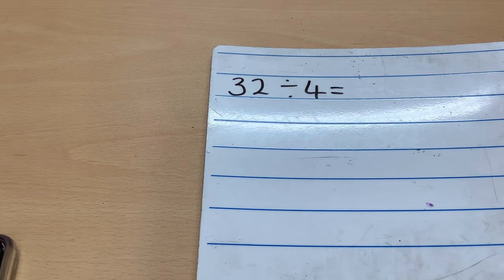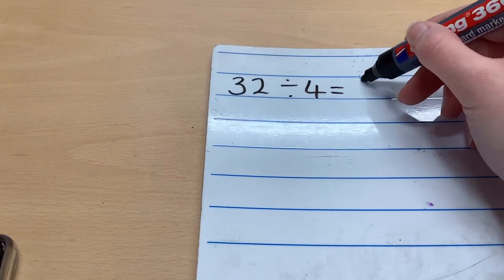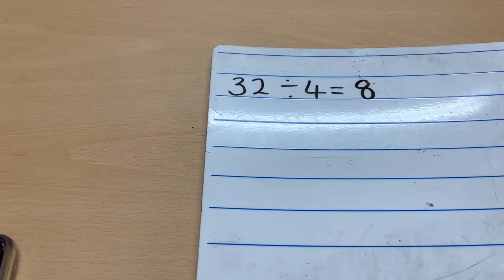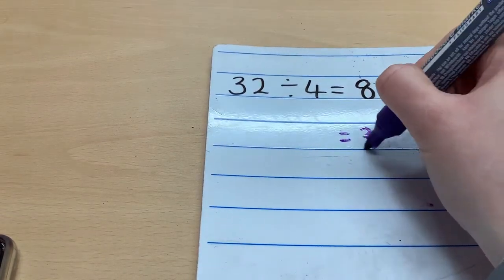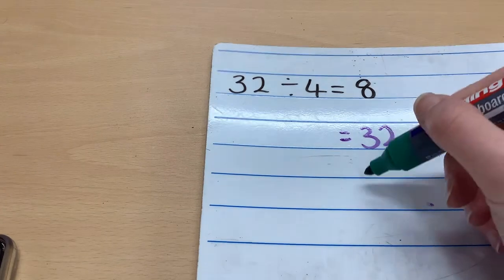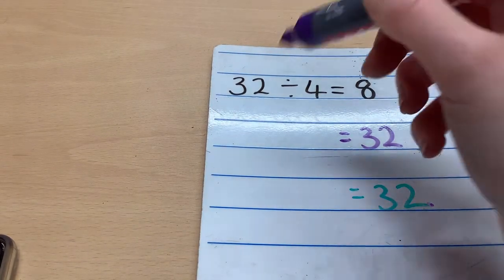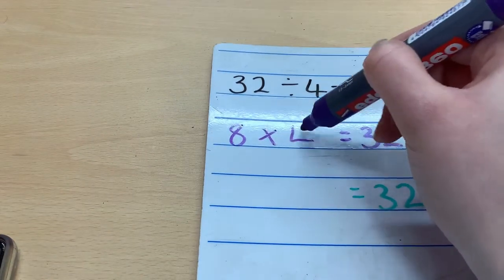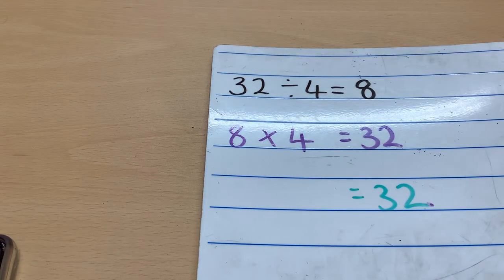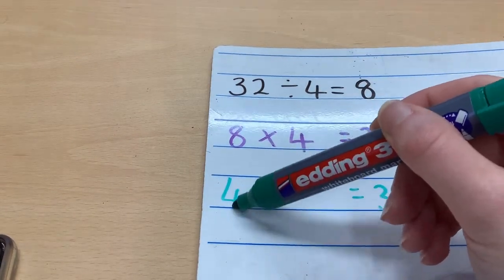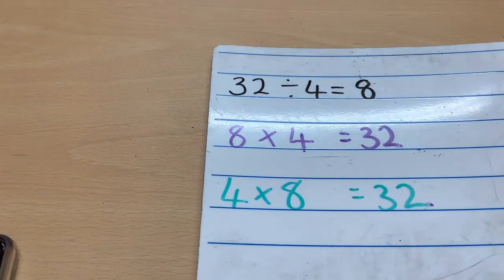Finally, let's have a go at 32 divided by 4. 32 divided by 4 has a quotient of 8. Now when I do the inverse, I'm going to multiply, and both times I need to get a product of 32, that first number in my division equation. First, I'm going to start with the quotient and I'm going to multiply it by the divisor. 8 multiplied by 4 has a product of 32. Then I'm going to start with the divisor and multiply it by the quotient. 4 multiplied by 8 equals 32.